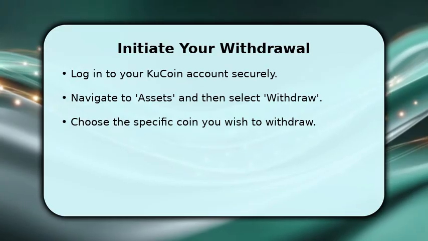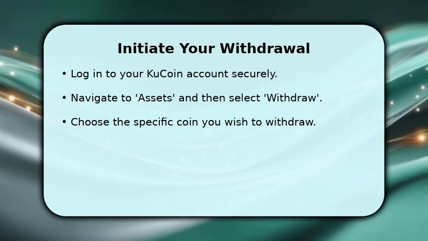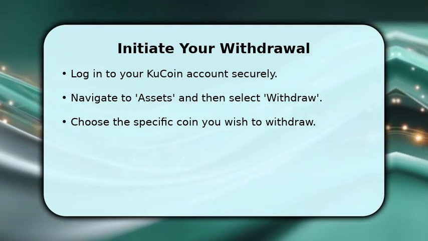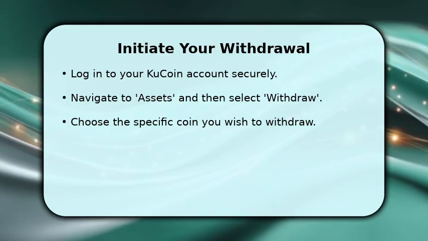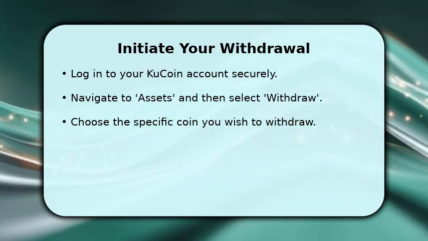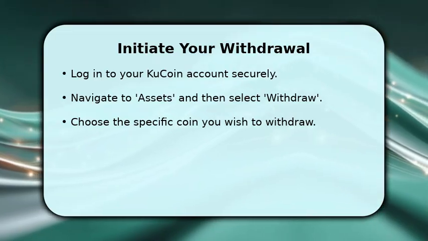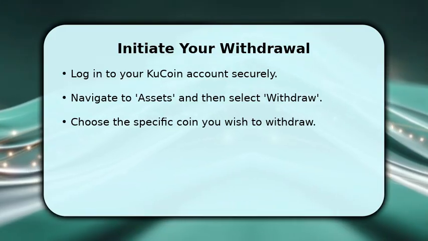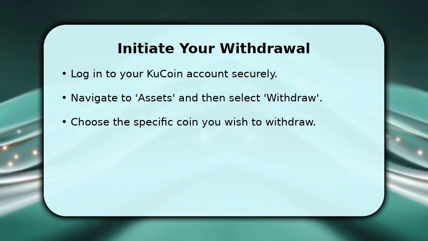To begin, log into your KuCoin account. From the navigation bar, select Assets, then Overview, and finally Withdraw to access the withdrawal page. Next, select the specific cryptocurrency you want to withdraw from the drop-down menu. Then, input the recipient's wallet address and the desired withdrawal amount.